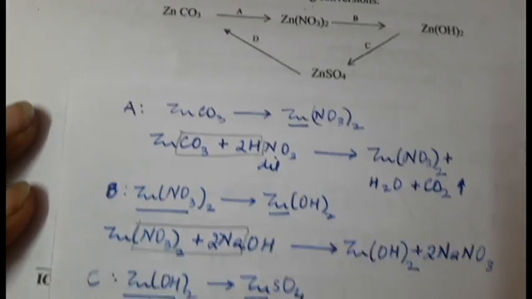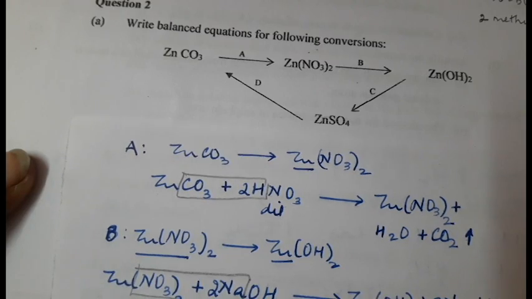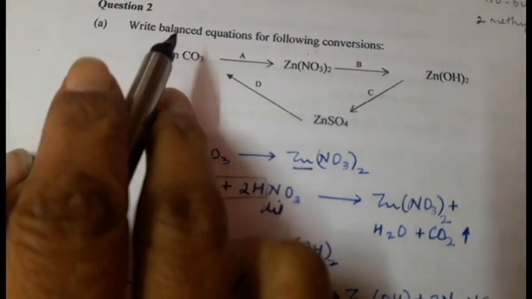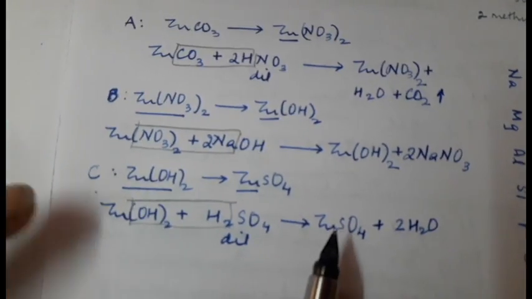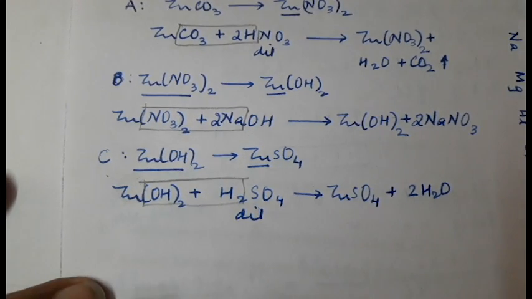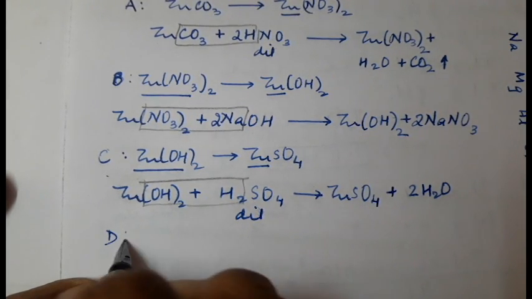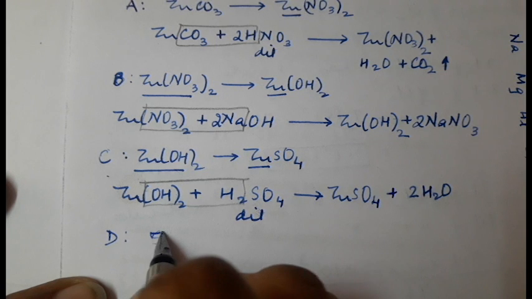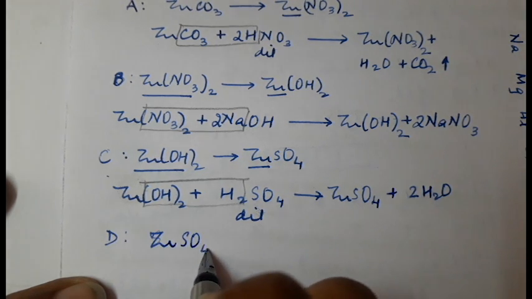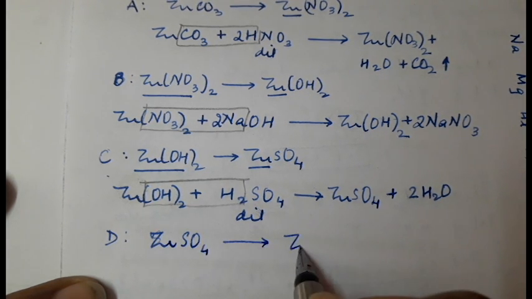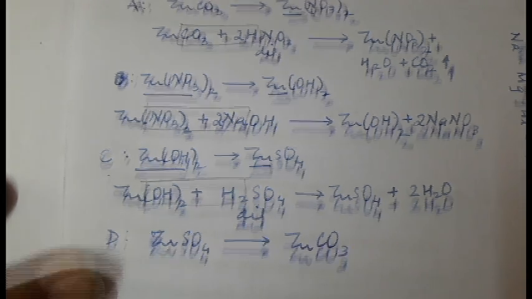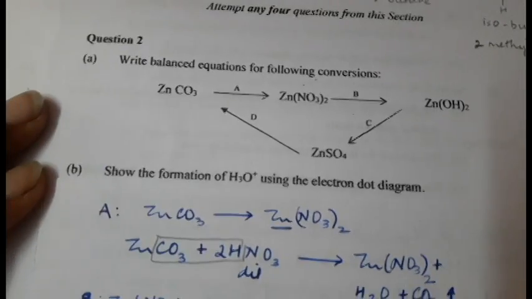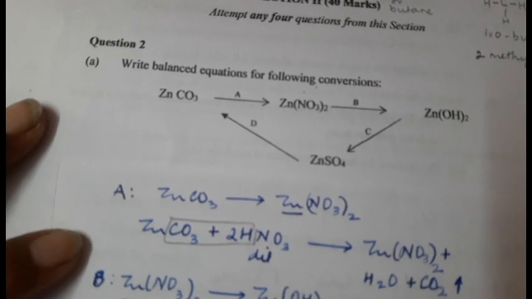Now let us come to D reaction. D reaction is ZnSO4 gives you ZnCO3. So D reaction is ZnSO4 gives us ZnCO3. Can you see the question?